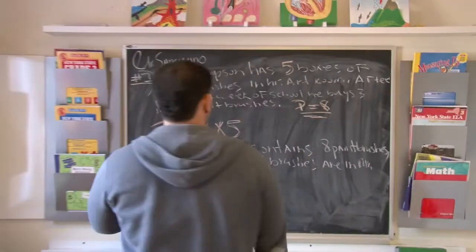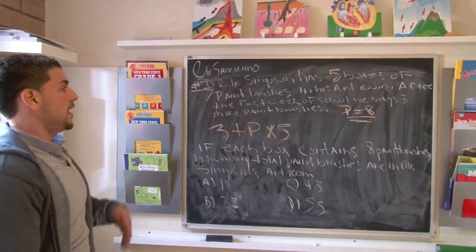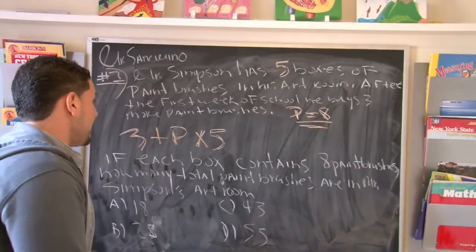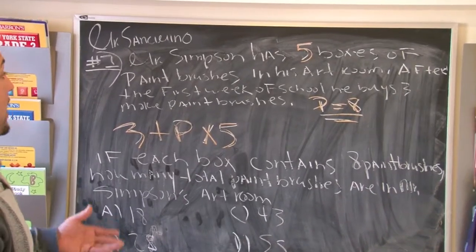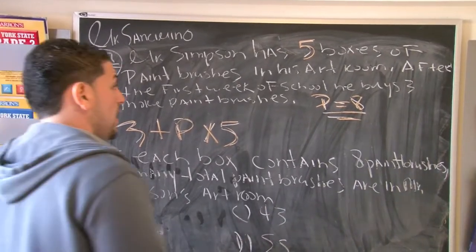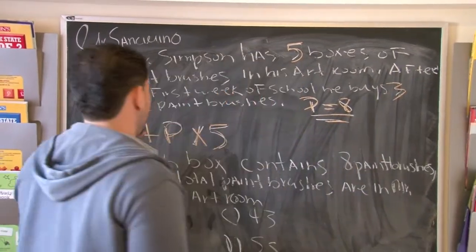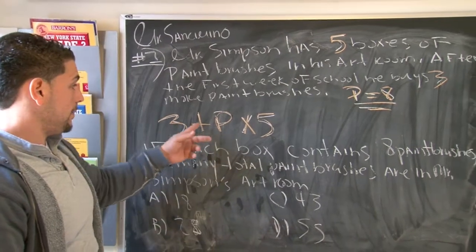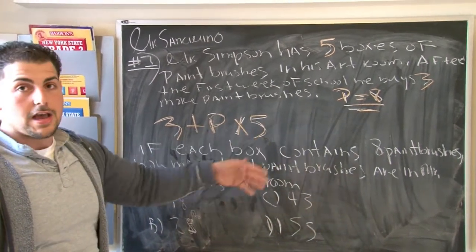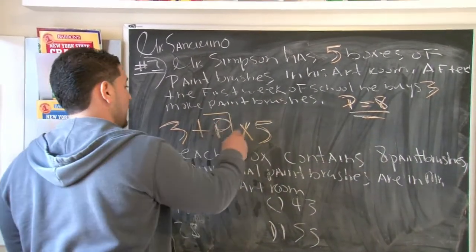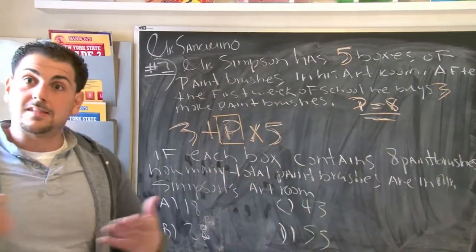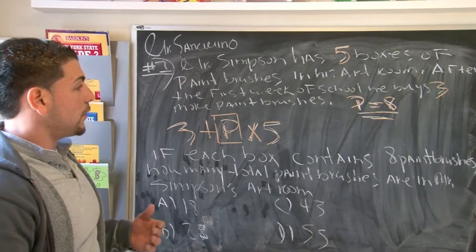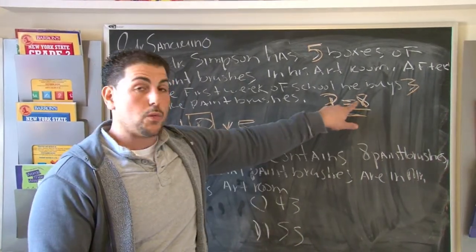Watch. It says, Mr. Simpson has 5 boxes of paintbrushes in his art room. Okay? After the first week of school, he buys 3 more paintbrushes, okay? Now, this equation is represented by this: 3 plus P times 5. Now, what we don't know is what P is. P is the unknown, what we're trying to figure out. But as we go further in the question, they tell us that P equals 8.